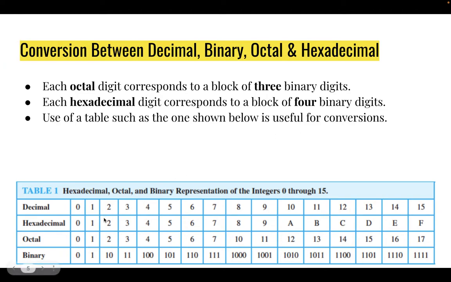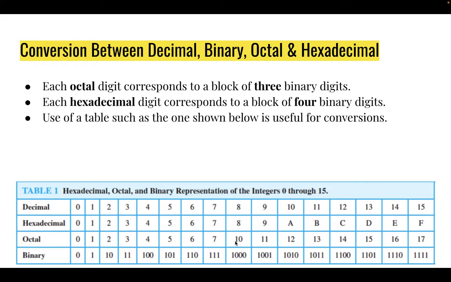In this table, we have decimal, hexadecimal, octal, and binary representation of numbers from 0 to 15. We have 15 because we need to use hexadecimal. So if I'm looking at a particular number in a particular base and I need to convert it to another base, then I just need to look up that number in the other base.